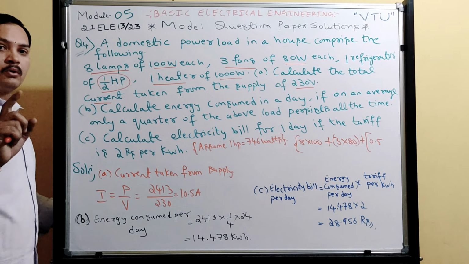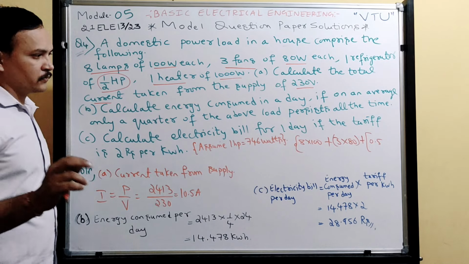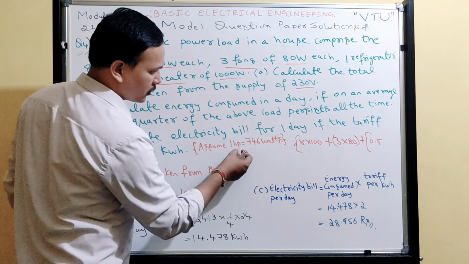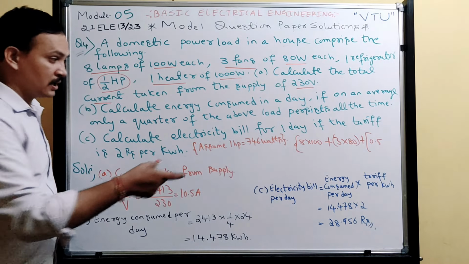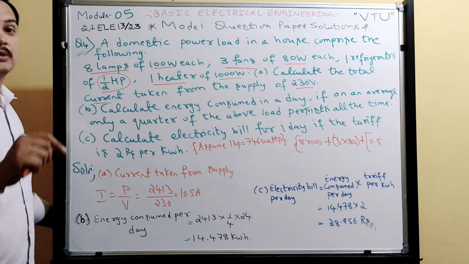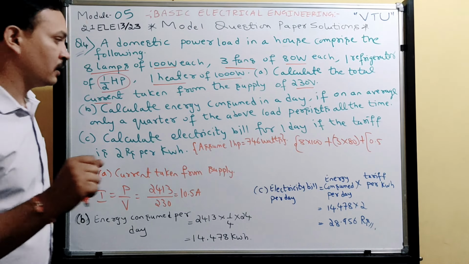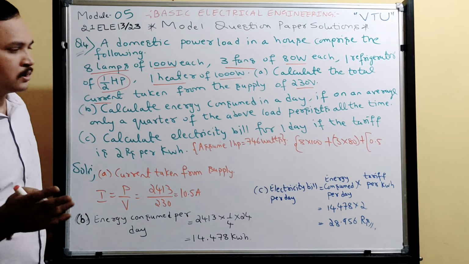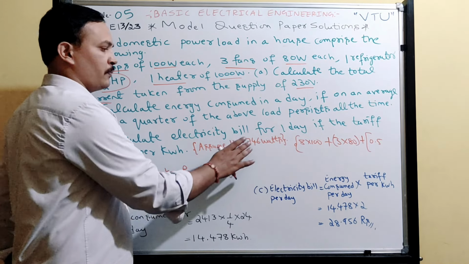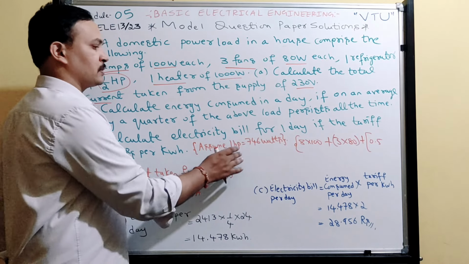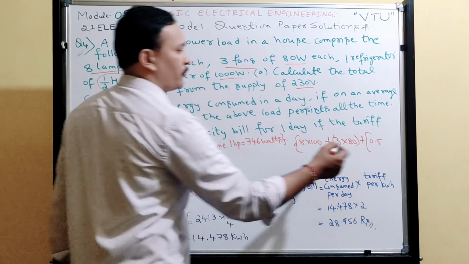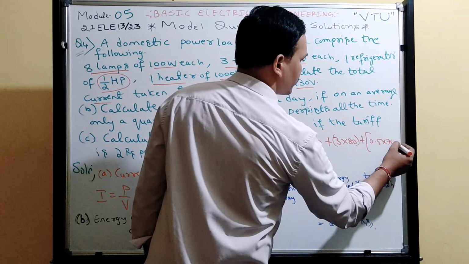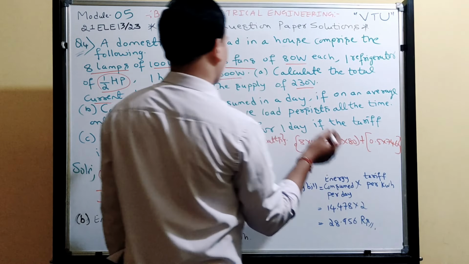You know the conversion, HP into watts. In the question they have given, assume 1 HP is 746 watt. If they have not given, take 1 HP is equal to 735 watt. You can take either 735 or 746; sometimes they will specify, so take that only. In this problem they specified 746 watt. So 0.5 into 746, that is one load.